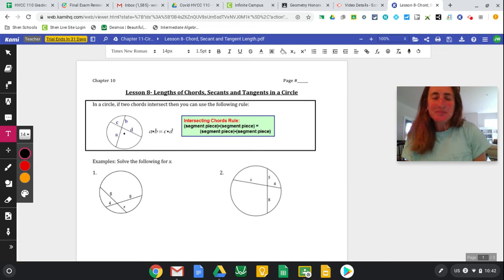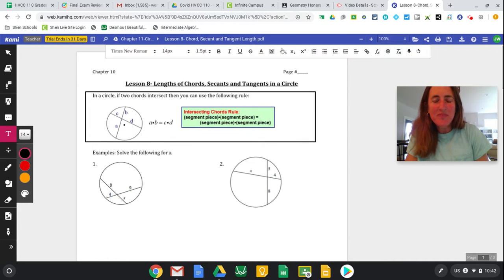Okay, so first up, chords. Now this is kind of fun. Two chords that intersect in the circle, you can use the following rule: part times its other part of the chord is equal to, on a separate chord, its two parts multiplied together. Super easy, probably means nothing to you unless we look at an example.